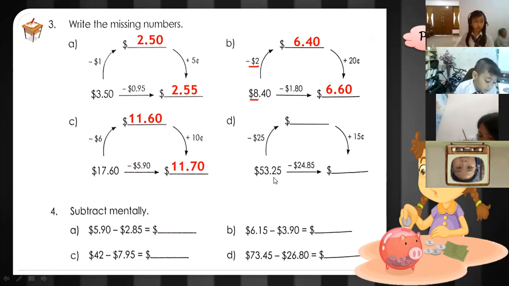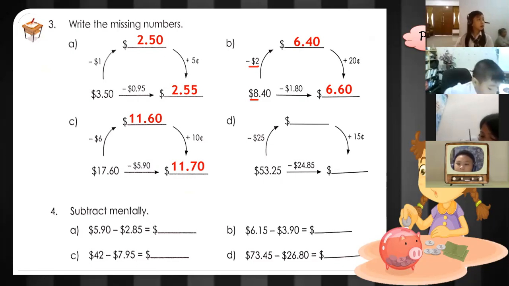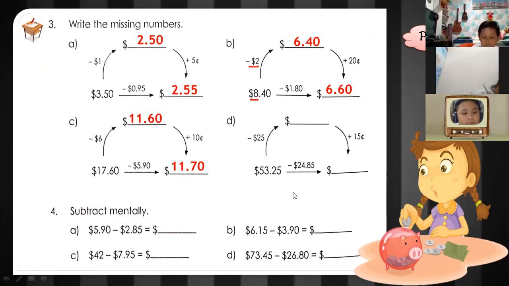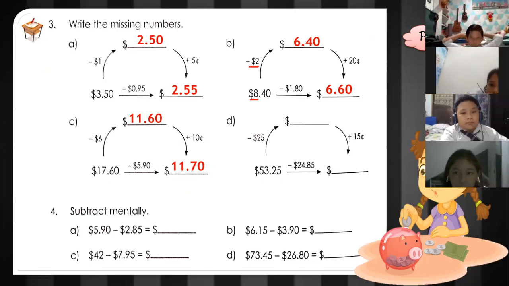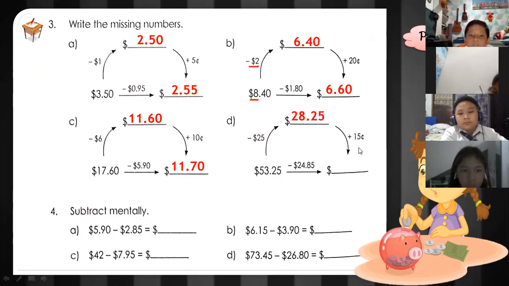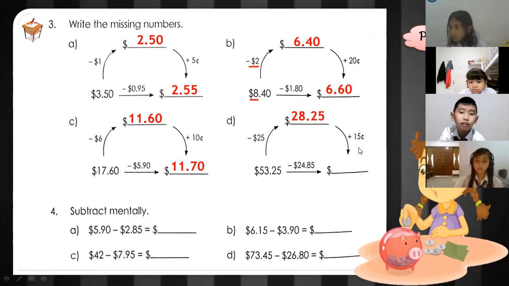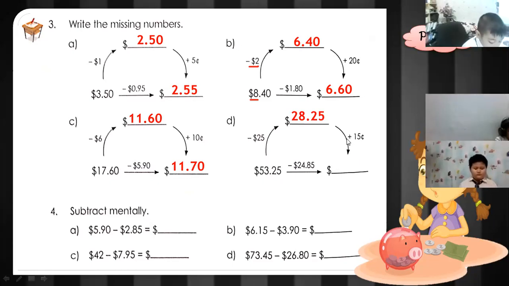53 minus $25. Darius, tidak sibuk filter, sayang. Equal $28.25. Okay, is it correct, everybody? Correct. Okay, yes. $28.25. Correct. Next, Valen. $28.25 plus 50 cents equal $28.40. 40 cents. Good. Thank you, Valen.